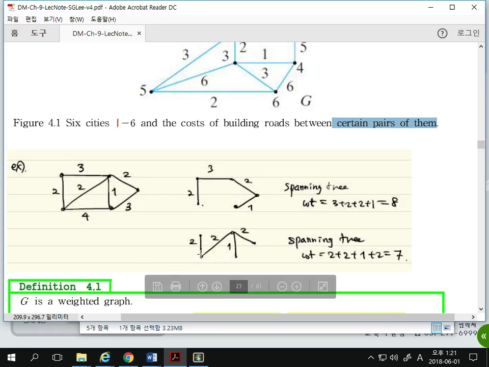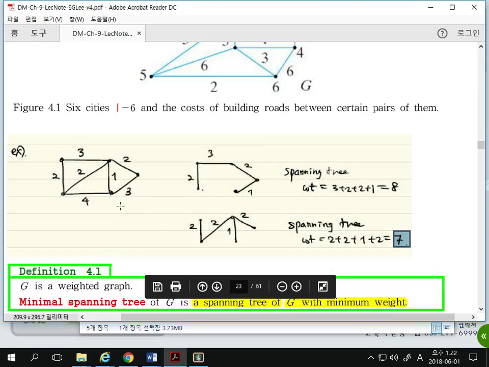this is one spanning tree and this is another spanning tree. This one connects all the 6 cities, including 1, 2, 4, 5. It does, but the cost is 8. But this tree is also connected. It connects the graph as a tree, and it is also a spanning tree of this graph, but the cost is only 7.